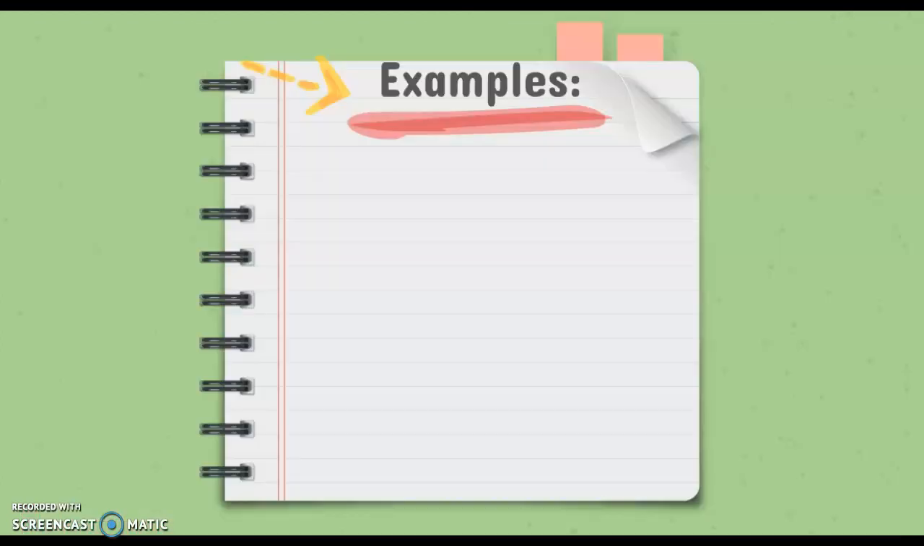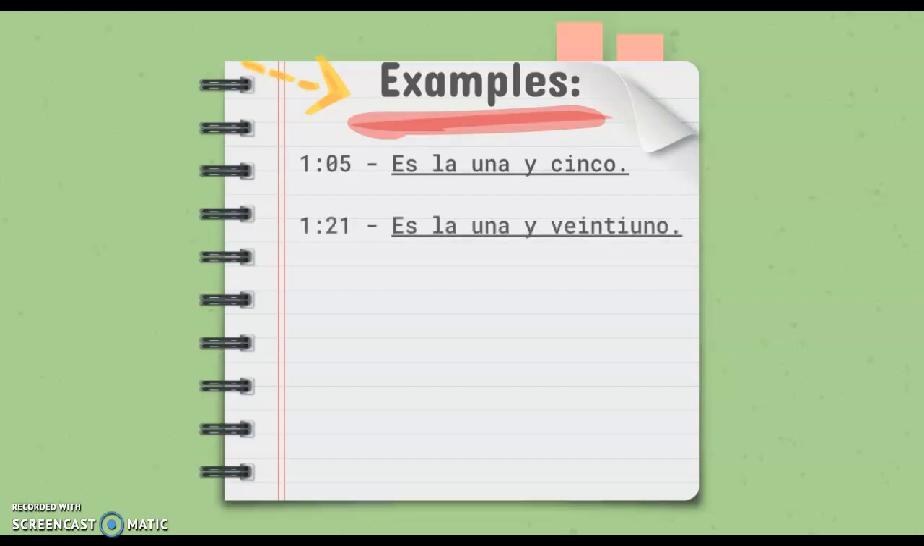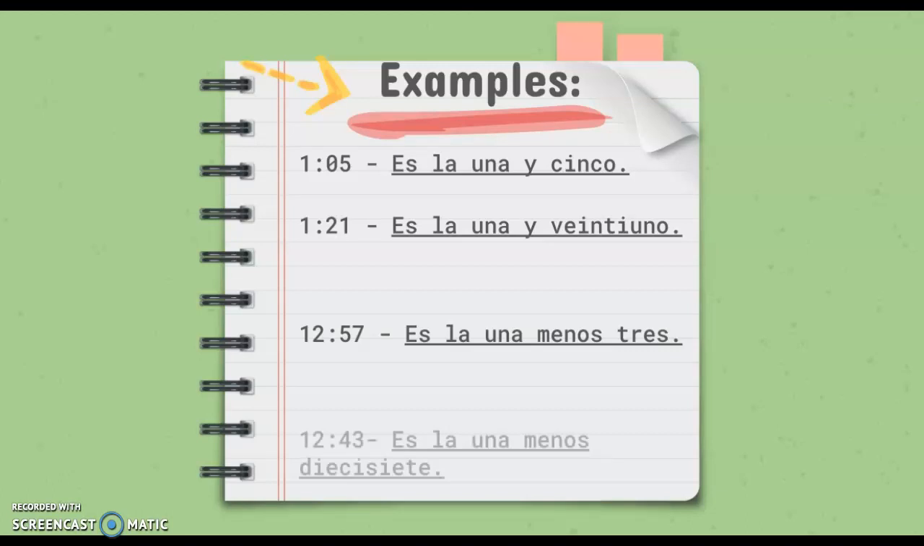Let's look at a few more examples. 1:05, es la una y cinco. 1:21, es la una y veintiuno. 12:57. Now we're going to go up to the next hour. Es la una menos tres. And 12:43, es la una menos diecisiete.